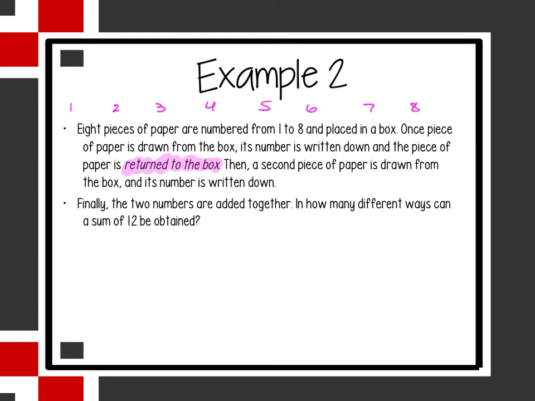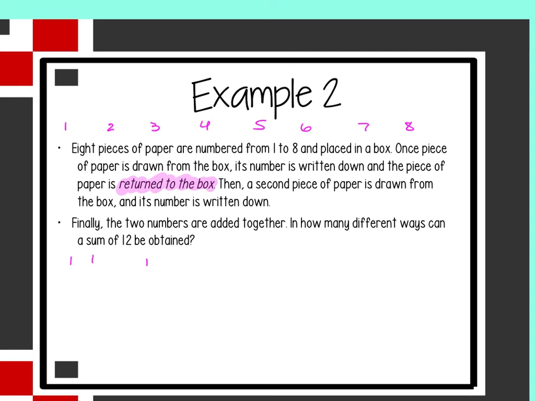So the long way around this is pick all the numbers, right? So if I pick a number, I put it back, and I pick again. That means the first time I pick, if I pick 1, the second time I can pick 1 with 1. I can pick 1 with 2. I can pick 1 with 3. I can pick 1 with 4. I can pick 1 with 5. I can pick 1 with 6. 1 with 7 and 1 with 8. So I could go all the way through that, right?